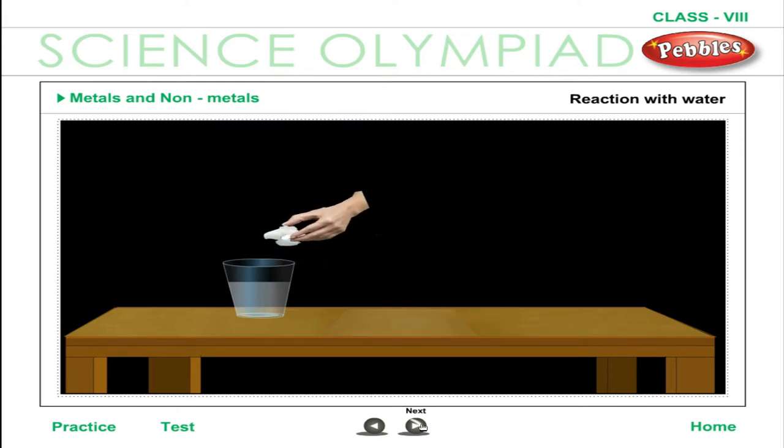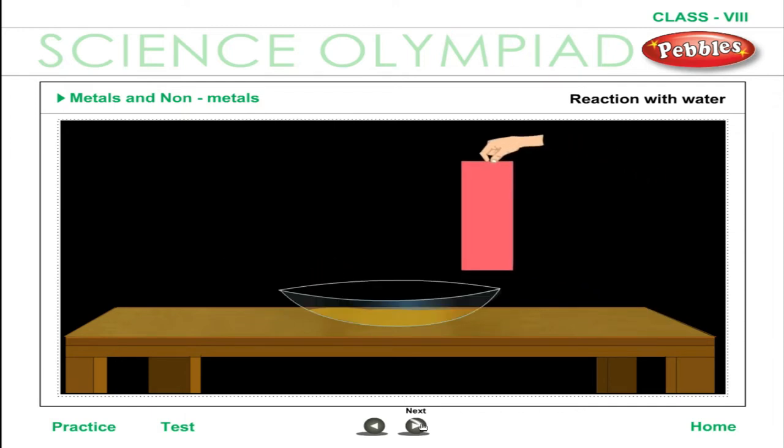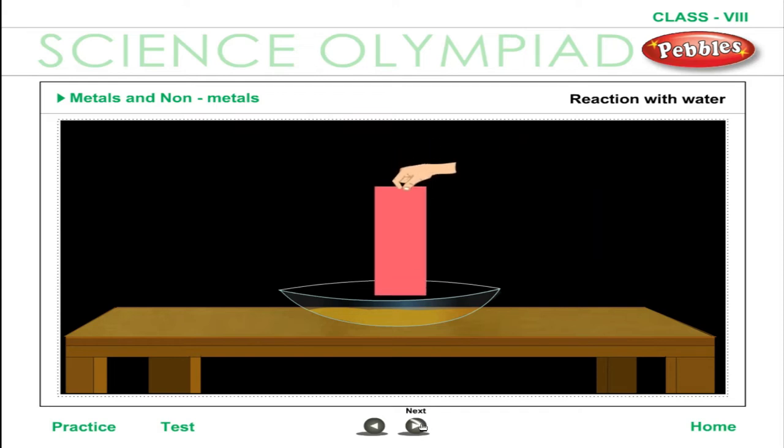Observe carefully. During observation, keep away from the beaker. When the reaction stops, touch the beaker. Test the solution with red and blue litmus papers. It is observed that sodium reacts vigorously with water. Some other metals do not do so.